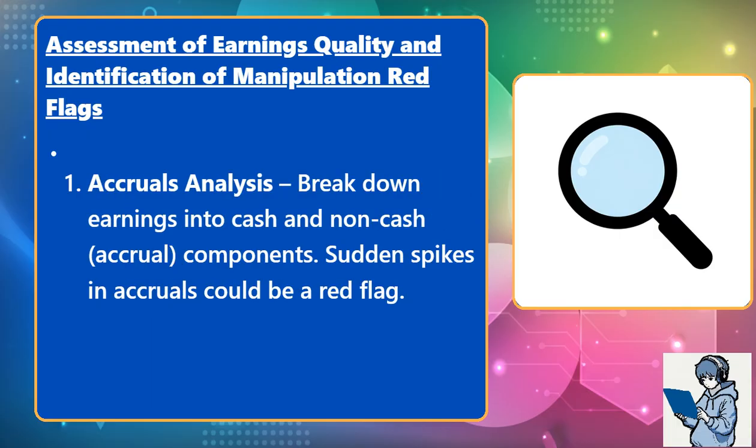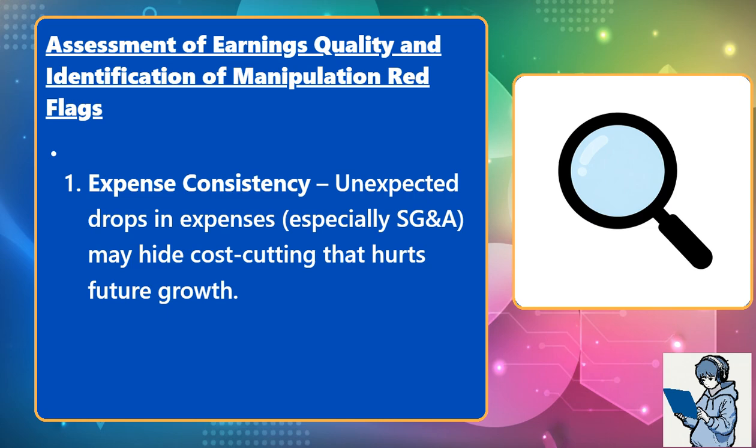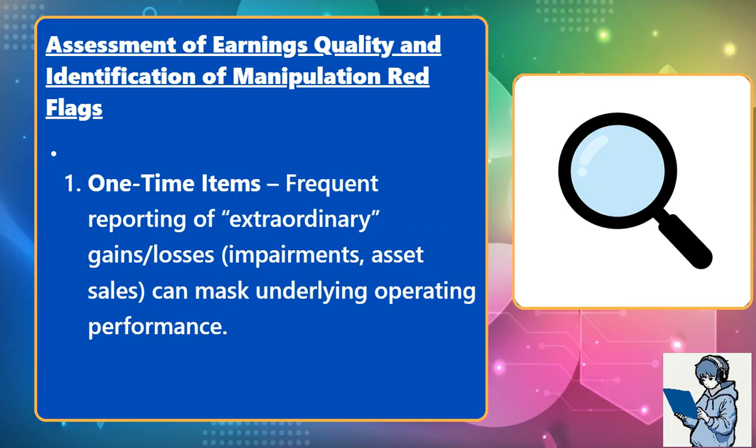Accruals analysis: break down earnings into cash and non-cash accrual components. Sudden spikes in accruals could be a red flag. Revenue quality: examine the proportion of recurring, for example subscription, versus one-time sales, and look for large sales return allowances or channel stuffing, pushing extra inventory to distributors. Expense consistency: unexpected drops in expenses, especially selling, general, and administrative, may hide cost cutting that hurts future growth. One-time items: frequent reporting of extraordinary gains or losses, such as impairments or asset sales, can mask underlying operating performance.